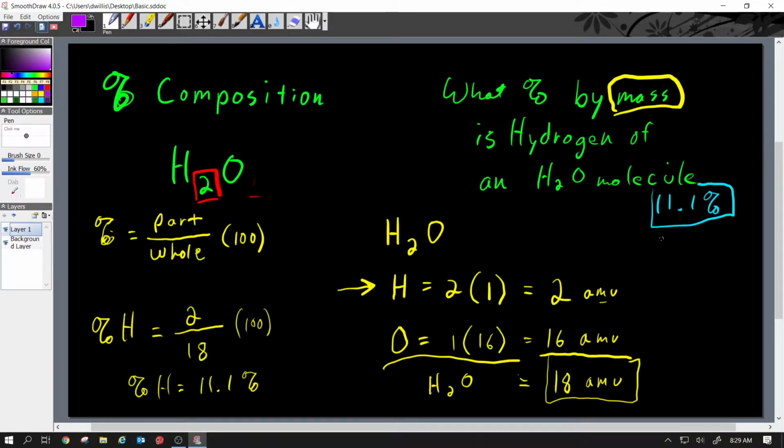Now, if I wanted to know the percent of oxygen, there's 2 ways I can find it. What's one of those? The water molecule is made up of hydrogen and oxygen. The hydrogen is 11%, so 100 minus 11. Yeah, so the oxygen would be 100 minus 11.1. We could find it that way. But I don't want to do that, because what if I got my 11.1 wrong? Then I would mess up my other one. So I want to check it by actually calculating it.